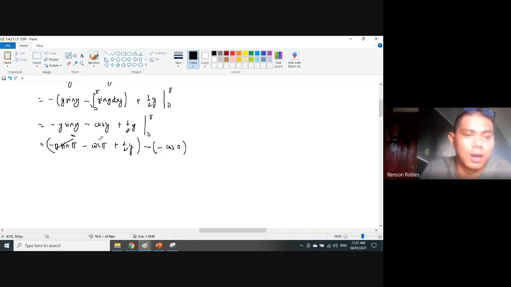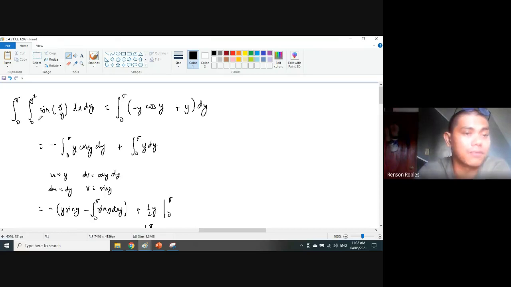Then that's it. This is 0. This is negative 1. Oh, I get a little excited. I forgot to replace this by pi. This is 0. This is negative 1. So it will become 1 plus 1 half pi. Then plus cosine 0 is 1. So you have 2 plus pi over 2. And that's the double integral of sine x over y dx dy from 0 to y squared and 0 to pi.